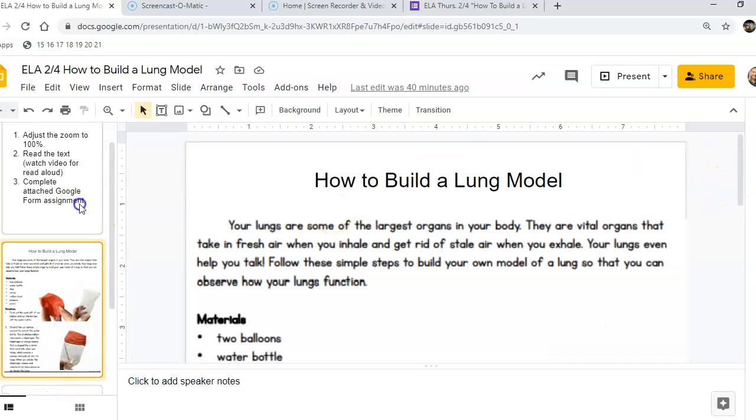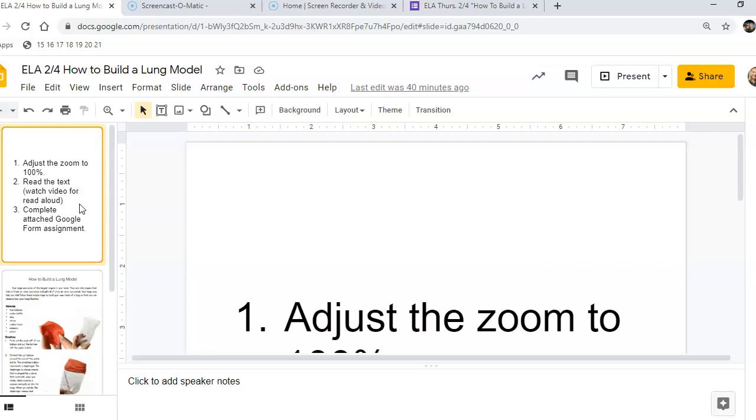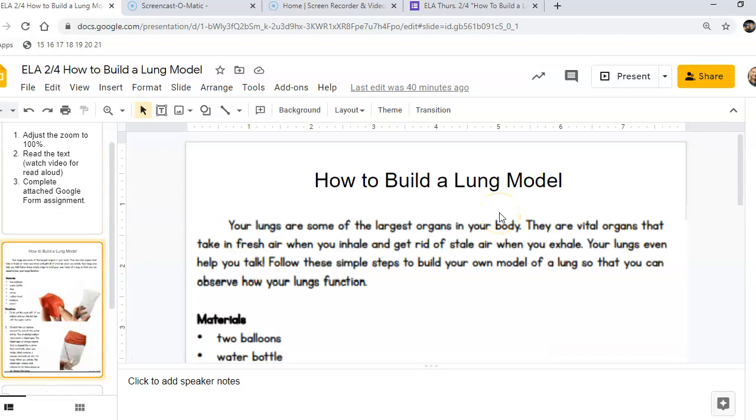So go ahead on your Google slideshow and adjust the zoom to 100%. That'll make it easier to read. And I've already done that.